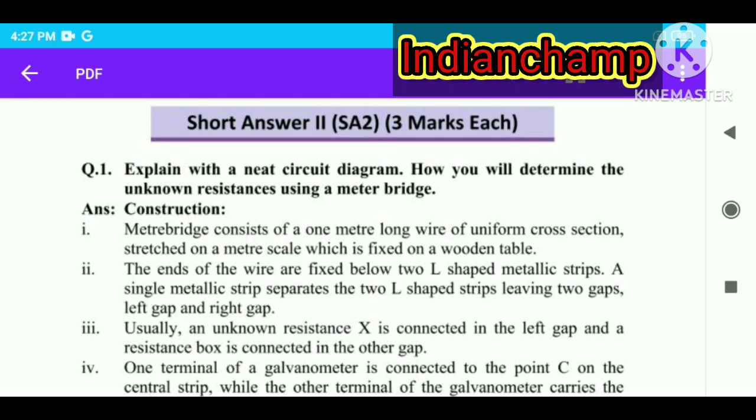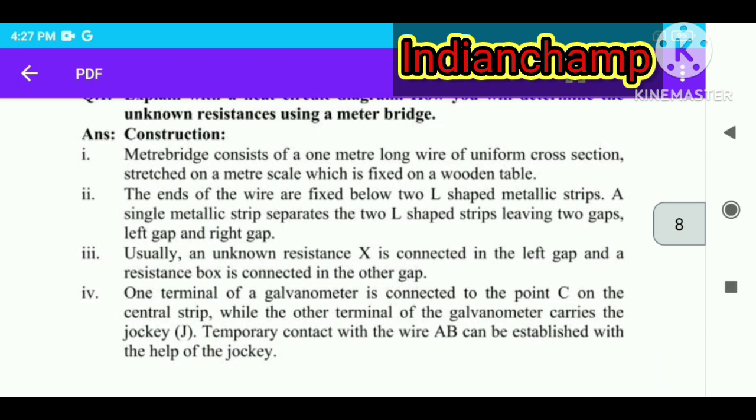First question: explain the circuit diagram, how you will determine the unknown resistance using the meter bridge. Answer construction. First, a meter bridge consists of a 1 meter long wire of uniform cross section stretched on a meter scale, which is fixed on a wooden table.